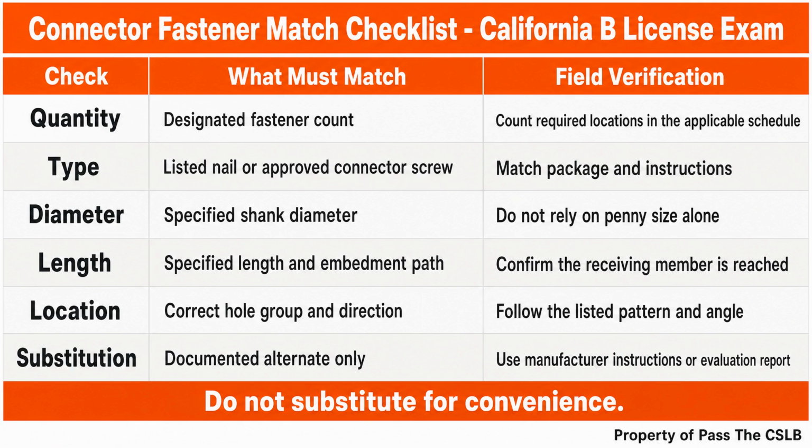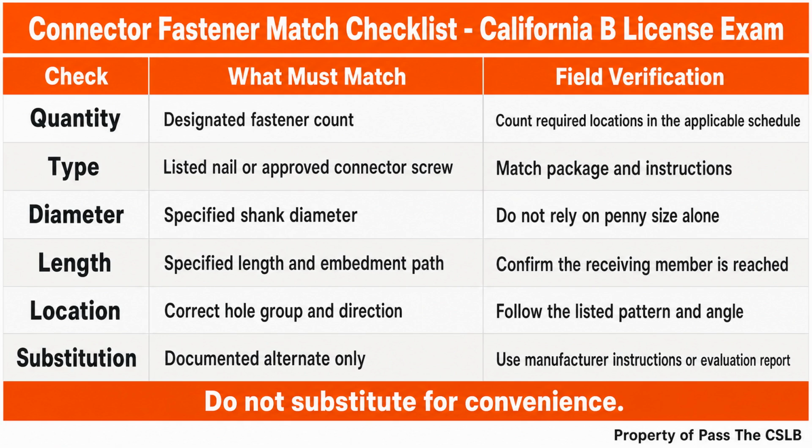That is why convenience is a poor substitution standard. A crew may have a coil nailer already loaded. A shorter connector nail may be easier to drive in a tight bay. A deck screw may feel aggressive because of its threads. The correct question is not whether the fastener is easy to install or looks substantial. The correct question is whether the manufacturer permits it for that connector, that hole, that wood condition, and that exposure.